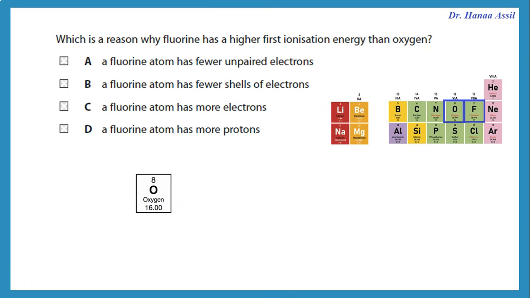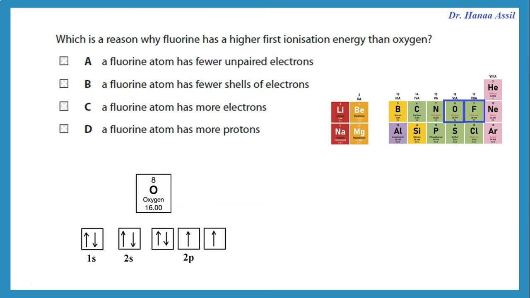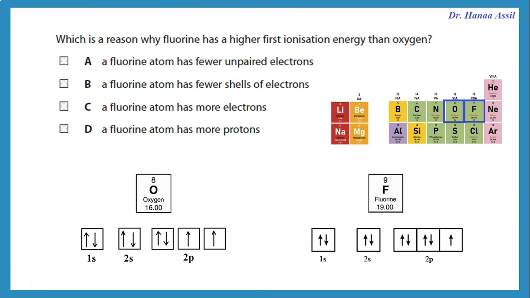So oxygen, for example, has 8 electrons, so this is how we will distribute it. And that means oxygen has a paired electron in the 2p, which will repel each other, and we can remove it more easily. If I compare it with fluorine, what about fluorine? We have an electron that is being removed from a 2p again, and it is paired again.